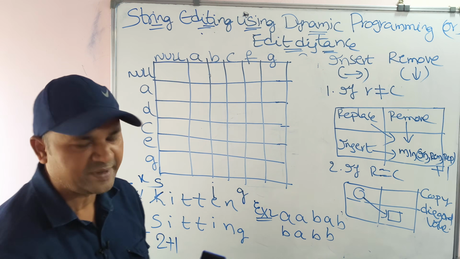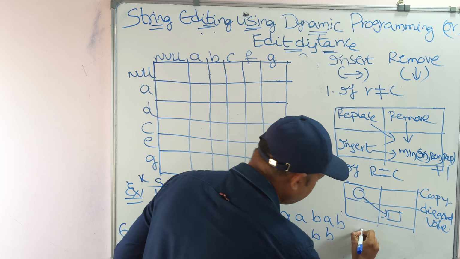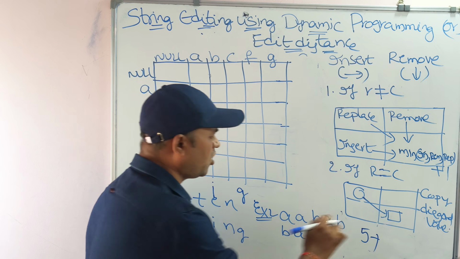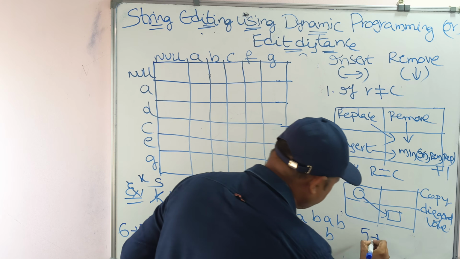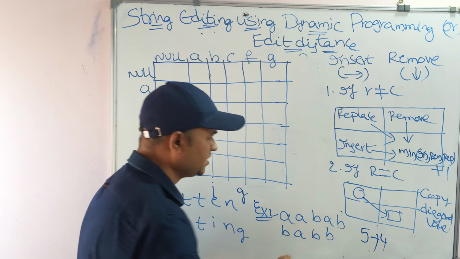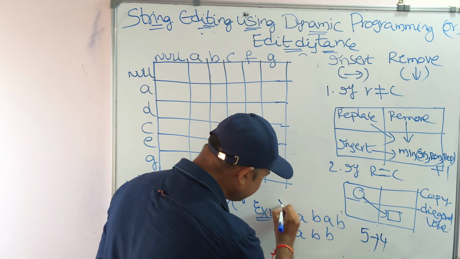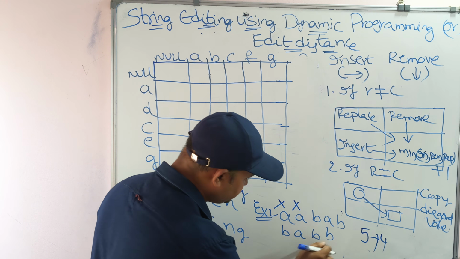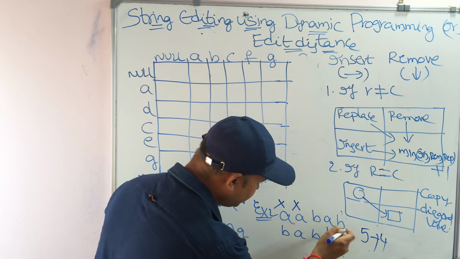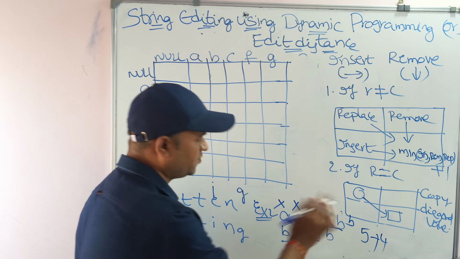Now let's see this example: AABAB to BABB. What is the first logic? Delete all the characters of the first string. So the cost is 5, 5 remove operations. Next insert these 4 characters into the first string. So 5 plus 4, 9 operations are required. Let's see the second logic. Delete this A, delete this A. So AA is deleted. Next BAB, BAB, these 3 are same. Next here you add one more B.